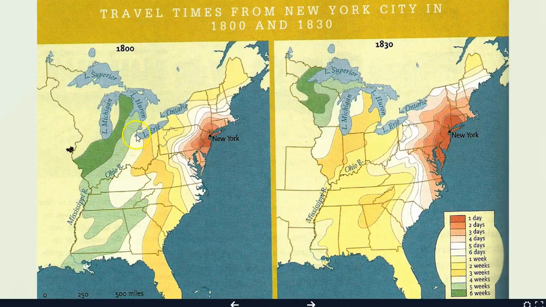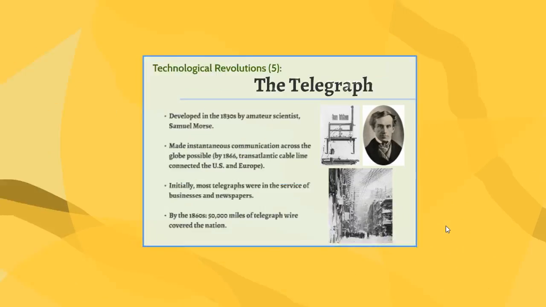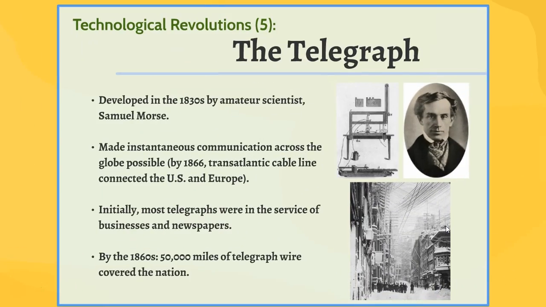Another example might be here, the city of Detroit. If you wanted to reach the city of Detroit from New York City, on average, it would probably take you around 5 weeks in 1800. By 1830, just 2 weeks. And as the decades go by, as we know, those technologies are only going to increase and thus more dramatically reduce travel time and thus increase the spread of the marketplace.